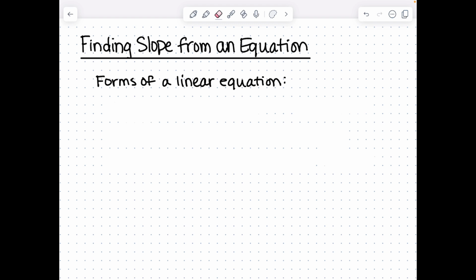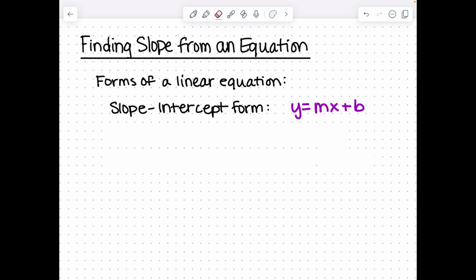Now, the first form you're likely to learn is slope-intercept form, which is y equals mx plus b, and it's called slope-intercept form because the slope is represented by m, and then the y-intercept is represented there with the b letter. So it's easy to find the slope and the y-intercept. That's why it's called slope-intercept form.